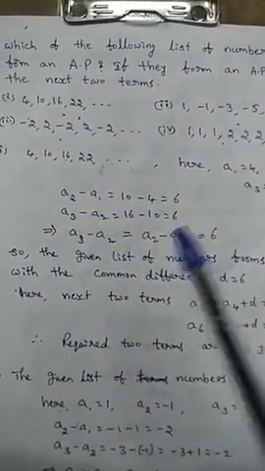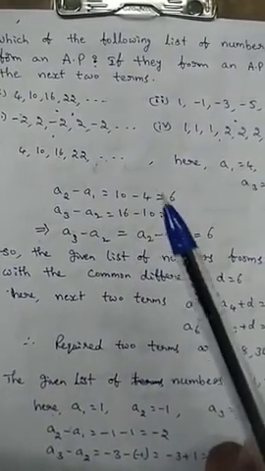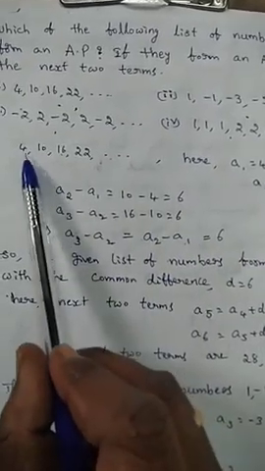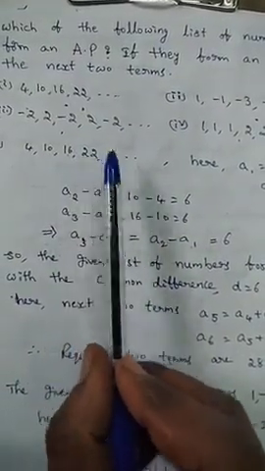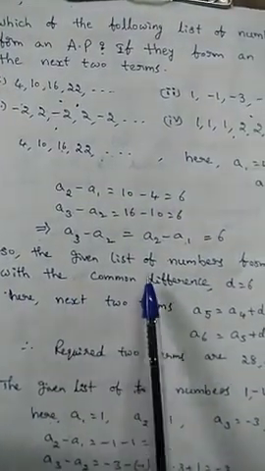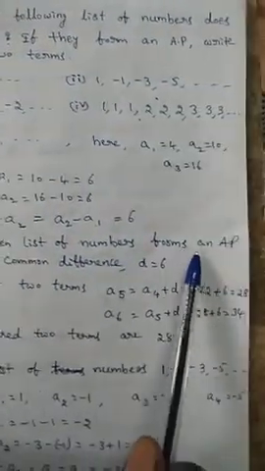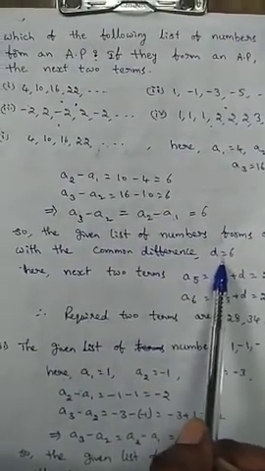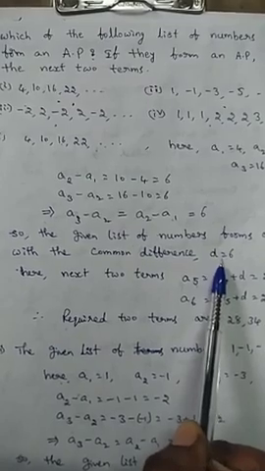The question is, if they form an AP, then find the next two more terms. How many terms are given here? 1, 2, 3, 4. The next two terms mean the fifth term and sixth term. The given list of numbers forms an AP with the common difference d equal to 6.